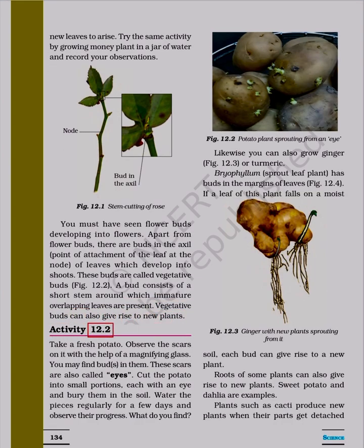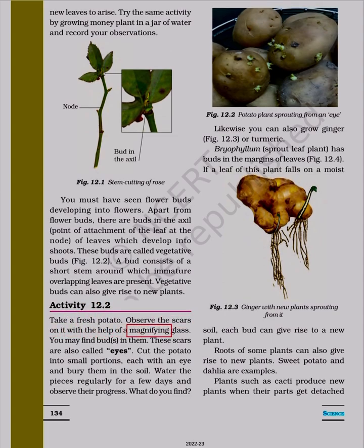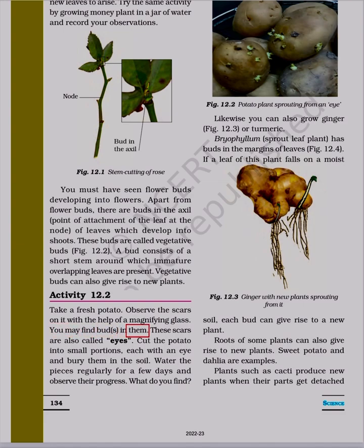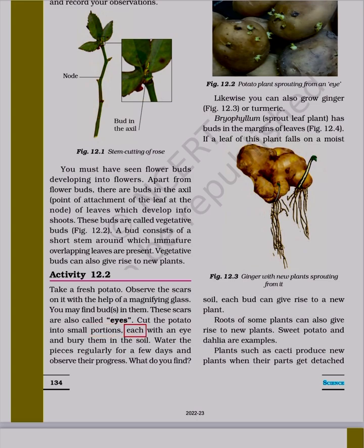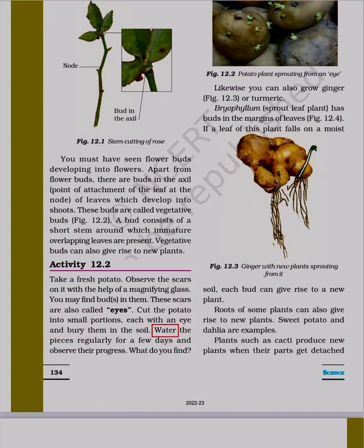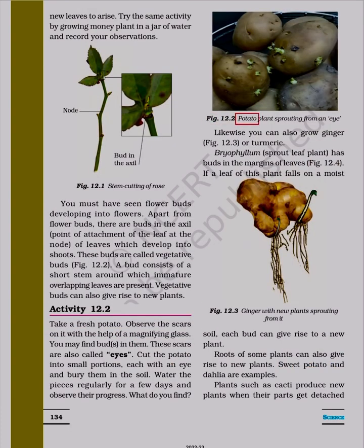Activity 12.2. Take a fresh potato. Observe the scars on it with the help of a magnifying glass. You may find buds in them. These scars are also called eyes. Cut the potato into small portions, each with an eye, and bury them in the soil. Water the pieces regularly for a few days and observe their progress. What do you find? Figure 12.2 Potato plant sprouting from an eye. Likewise, you can also grow ginger. Figure 12.3 Or turmeric.